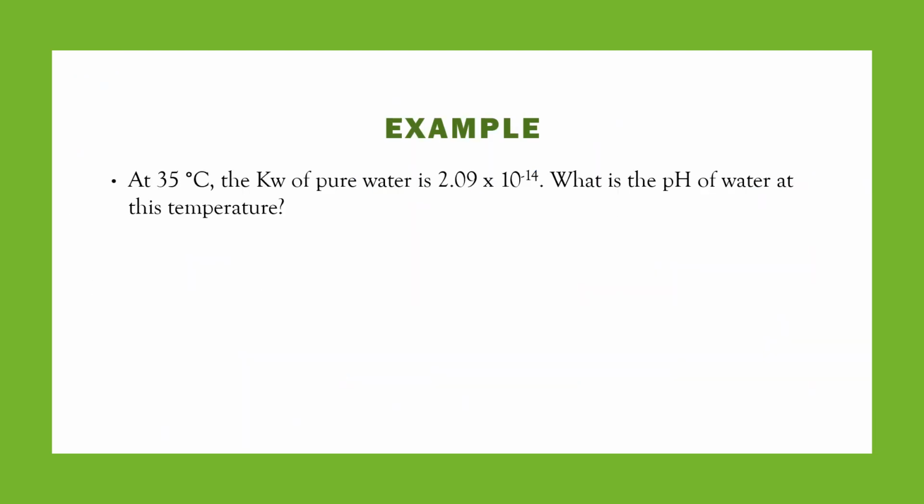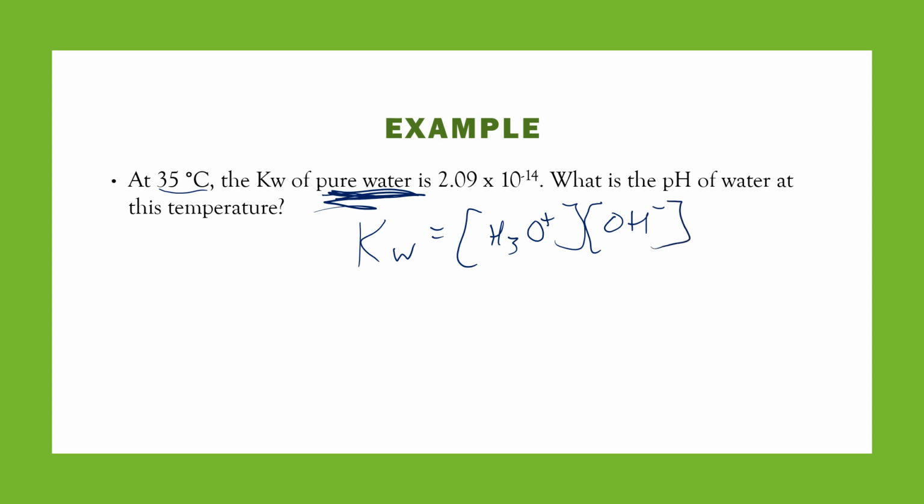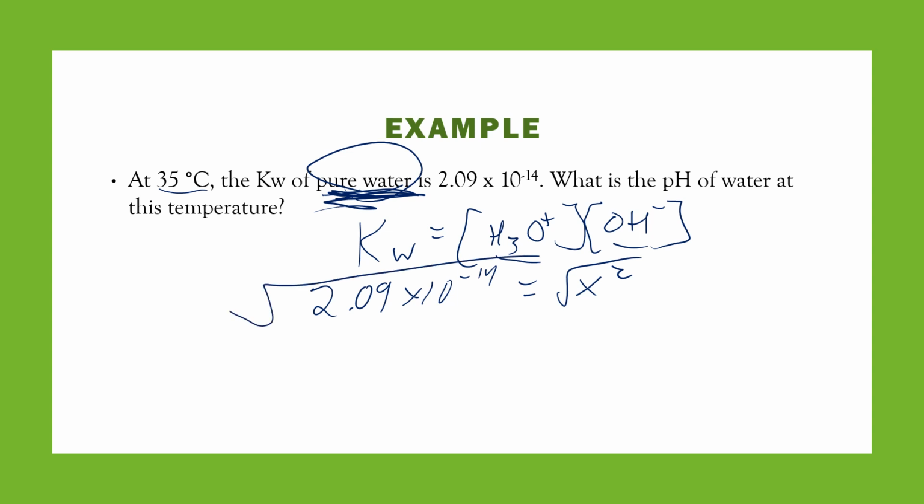Now this last example, they tell us at 35 degrees Celsius, the Kw of pure water, that's important, so it's neutral, is 2.09 times 10 to the negative 14th. What is the pH of water at this temperature? You should always write the K expression when we use the H3O+ version, but you could put in the H+ if you want. 2.09 times 10 to the negative 14. I'm going to plug in x squared. We know it's pure water, so hydronium and hydroxide are equal. And then you square root both sides.